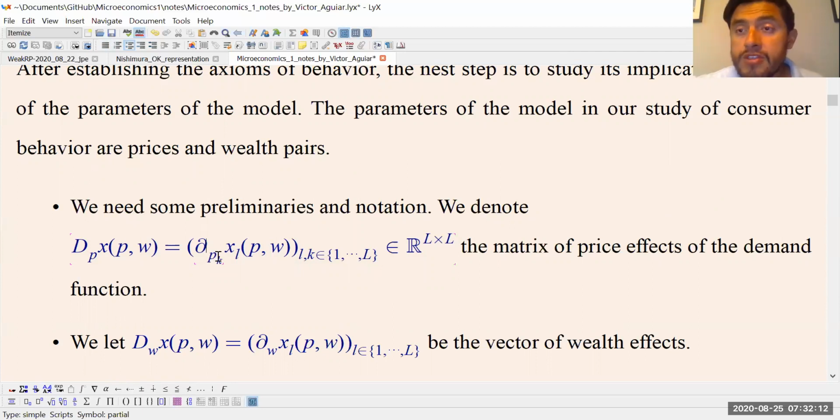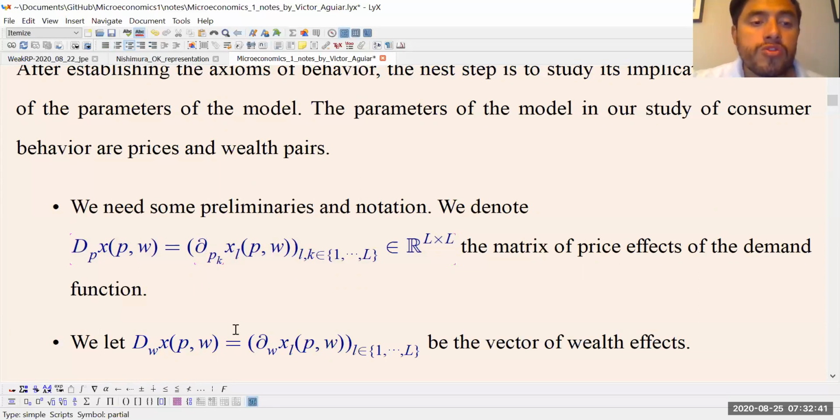So this will be, for instance, the entry 1, 2, good 1 bread with respect to changes of price of good 2 butter, right? And the diagonal will be the own price change. So 1, 1 will be bread with respect to price changes of bread, and 2, 2 will be butter with respect to price changes of butter. And the off-diagonal elements, 1, 2 and 2, 1, are the cross derivatives, okay? So this is the substitution matrix, price effects, okay?